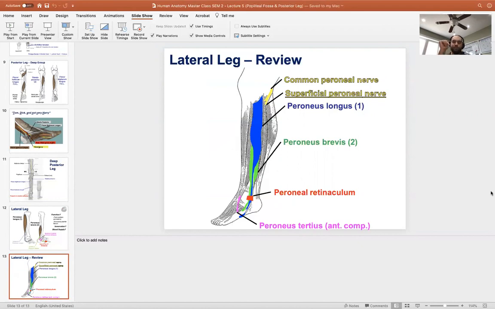The next lecture is going to be the last lecture for semester 2. So that's going to concern the foot and all the intrinsic muscles of the foot.